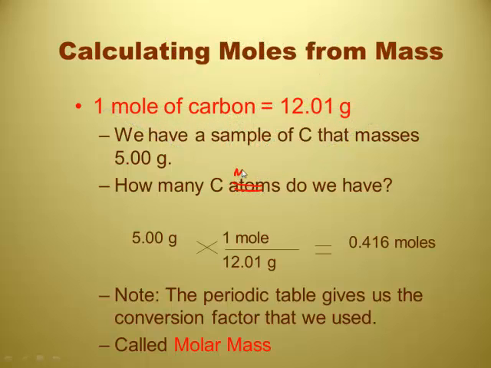There you go. So grams and grams cancel, and we get moles. If we go back to the original question on the top line, we have a sample of carbon that has a mass of 5 grams, and we can intuitively assume it's less than 1 mole because 1 mole is 12 grams and we only have 5 grams.